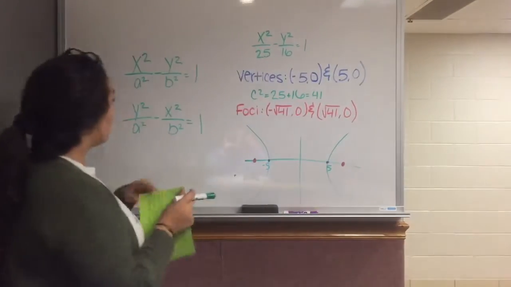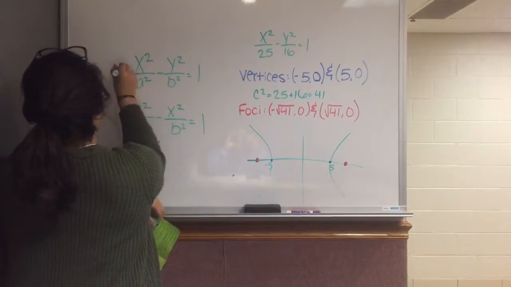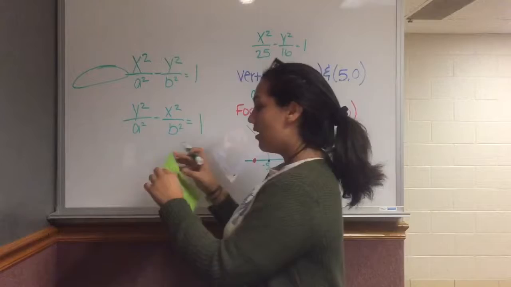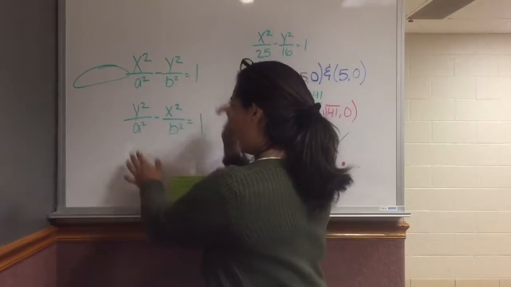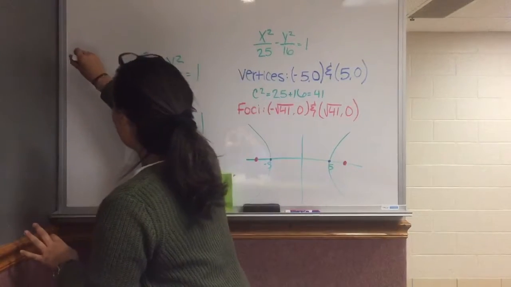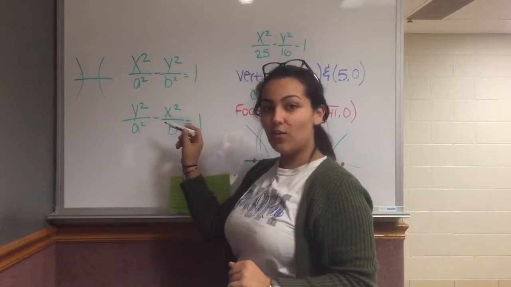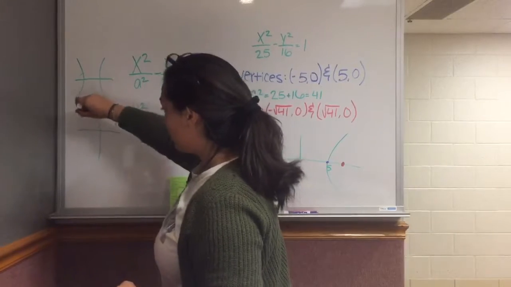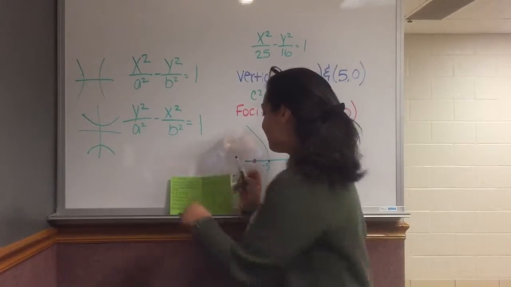So if the bigger value is underneath the x, the graph is going to be drawn this way, on the x-axis. If it's underneath the y value, then the figure is going to be on the y-axis.